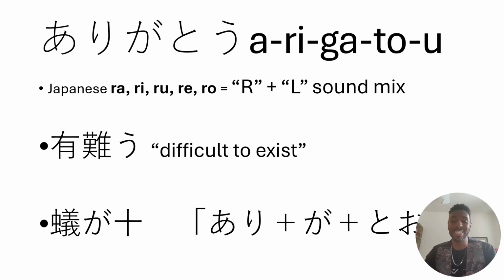But the way you say there are 10 ants is ari is ant, ga is a particle, and to means 10. So that's a little stupid language joke. It sounds exactly the same. Arigato, thank you, or arigato, there are 10 ants. That's why kanji is important.